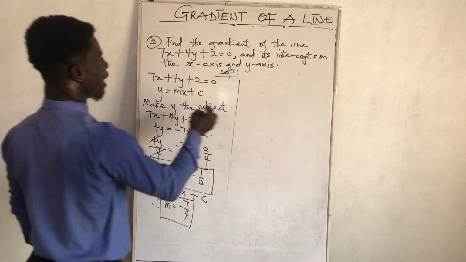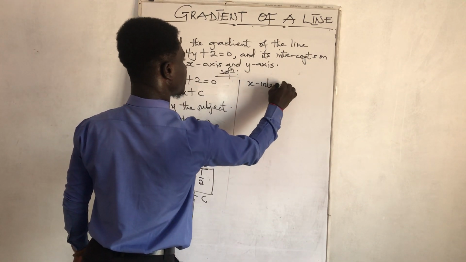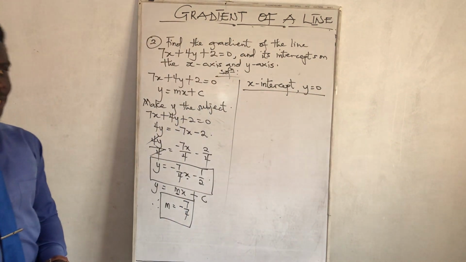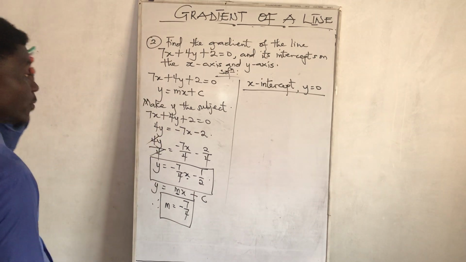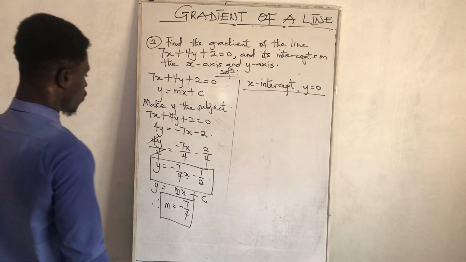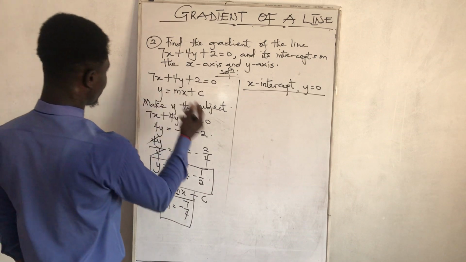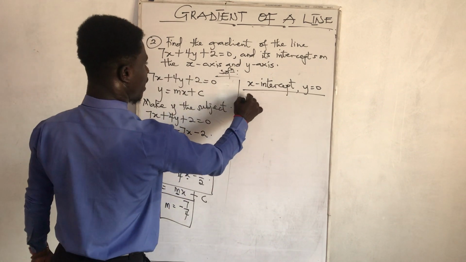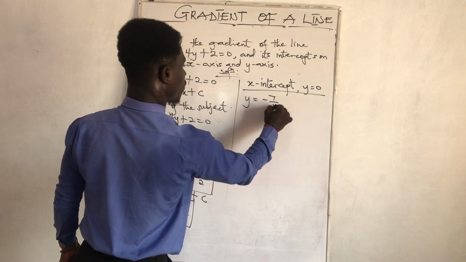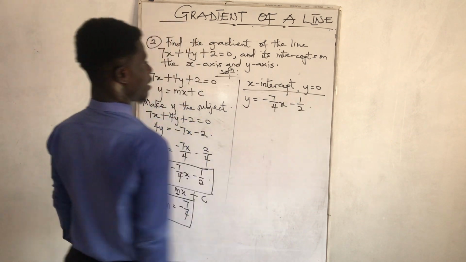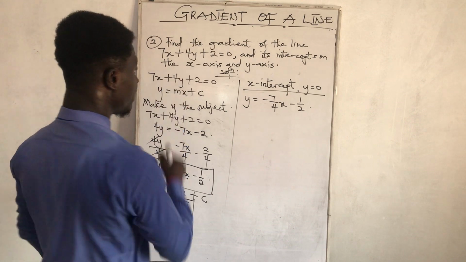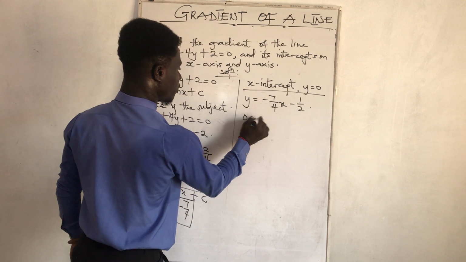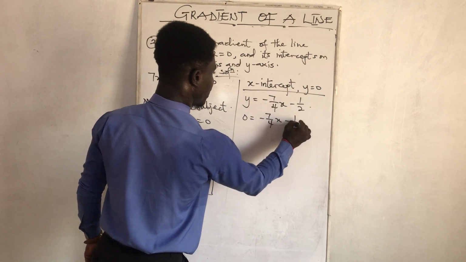Then now they said we should find the x-intercept. So if you want the x-intercept, then y must be equal to 0. For x-intercept, y must be equal to 0. You can pick any equation, you can pick this, you can pick that. So if I have y equals minus 7 on 4 x then minus half, I want the x-intercept. So for x-intercept, I place y equals 0. So here y equals 0 being equal to minus 7 on 4x, then minus half, right?